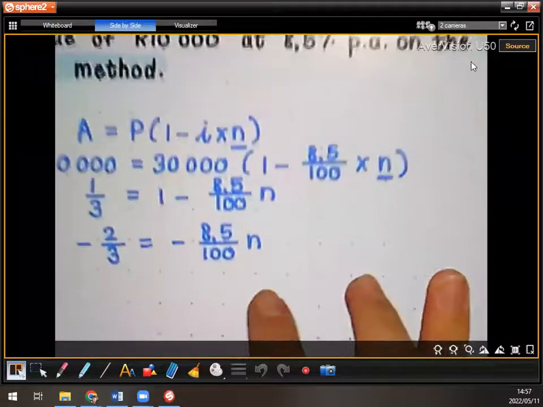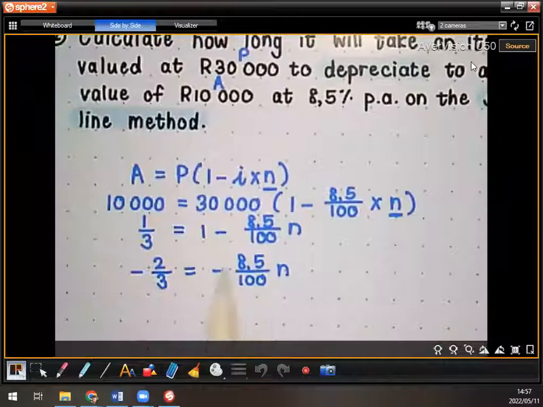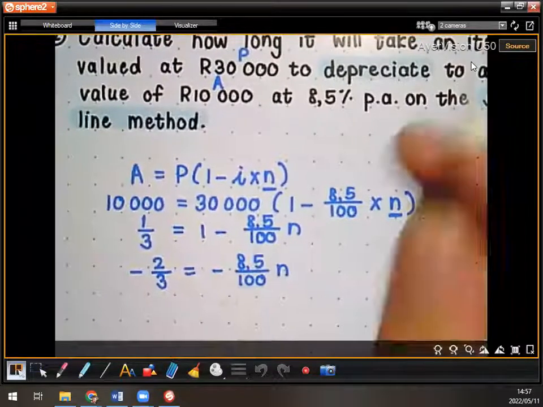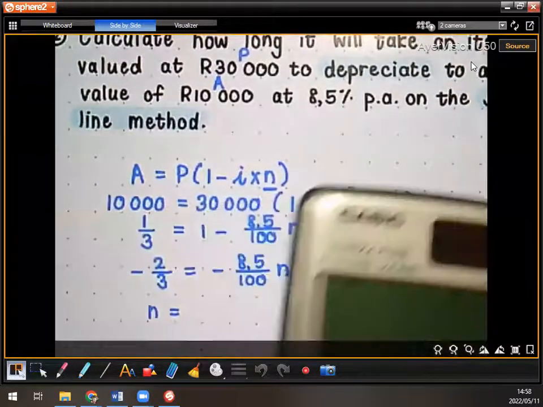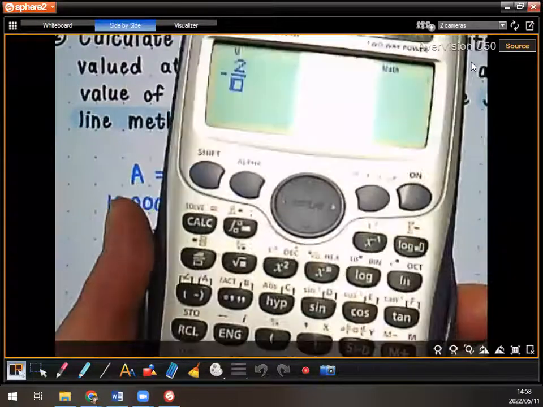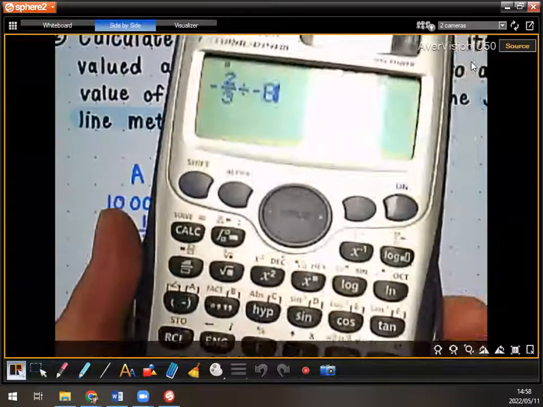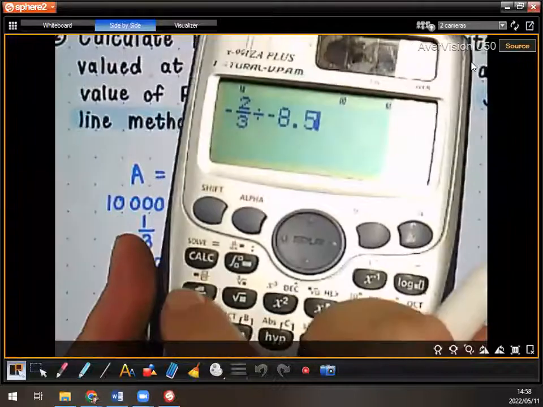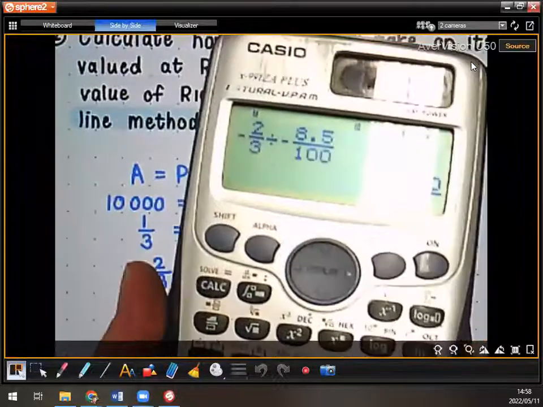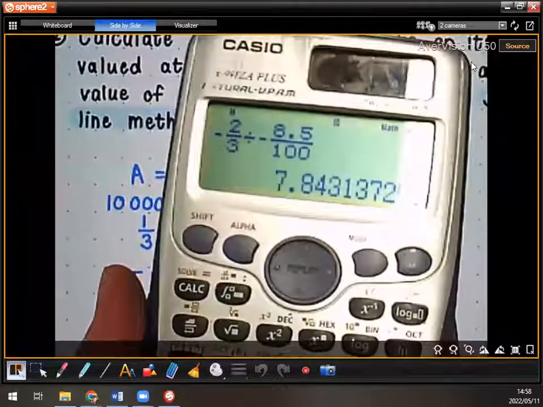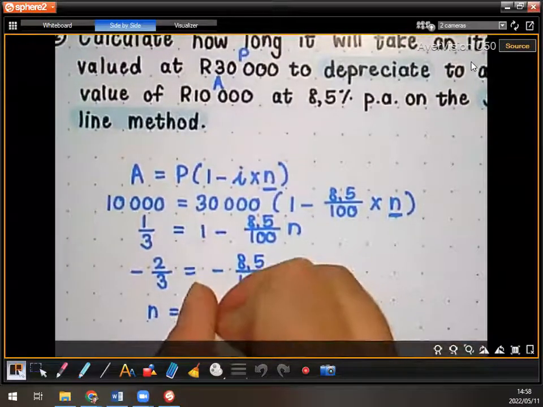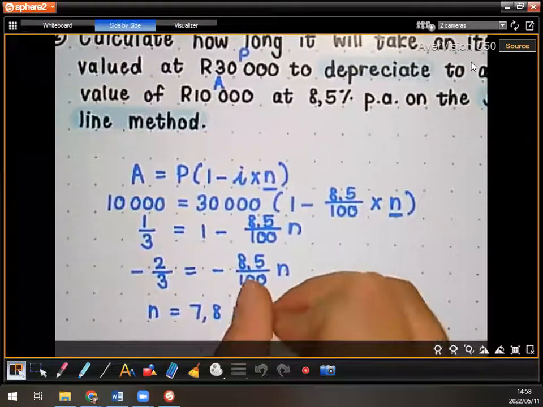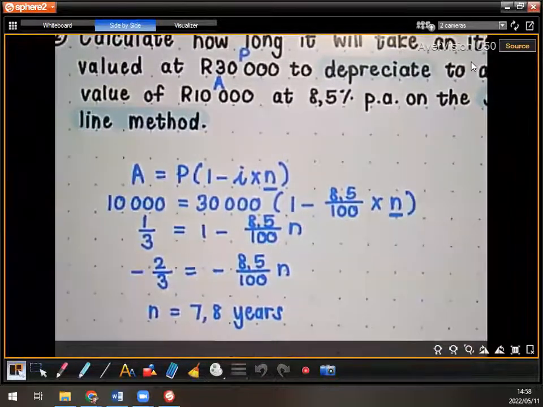Now to get n on its own, I have to divide by negative 8.5%. So what is that going to give me? Obviously, you'll type that into the calculator. So you'll do negative 2 over 3 divided by negative 8.5 over 100, and we are getting 7.8. Okay, we're going to leave it like that. That's fine. Usually they say how you have to round for these values. But let's just say 7.8 years.